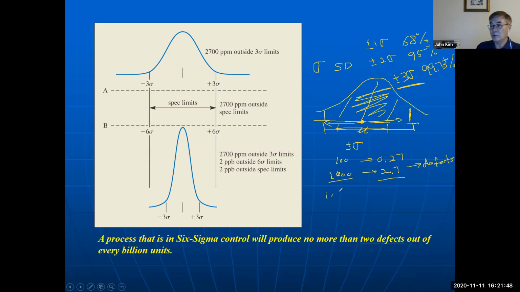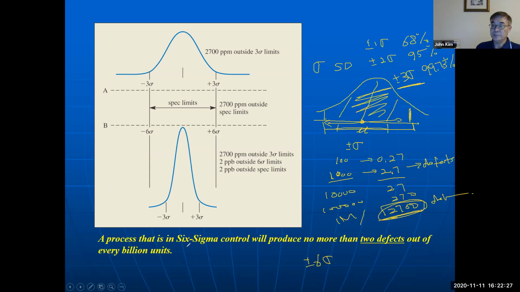Then 10,000 gives 27, 100,000 gives 270, and 1 million gives 2,700, up to 2,700 defects. This 2,700 out of a million is too many. So companies use plus minus 6 sigma quality control specification.